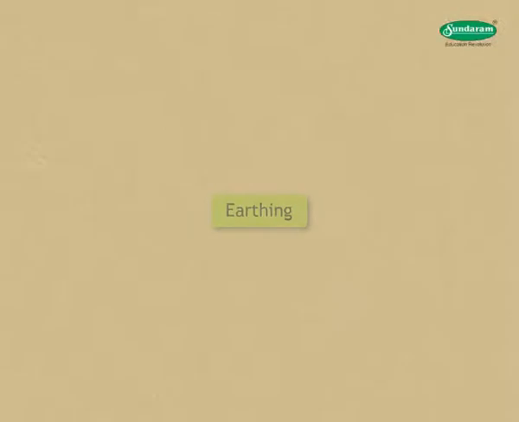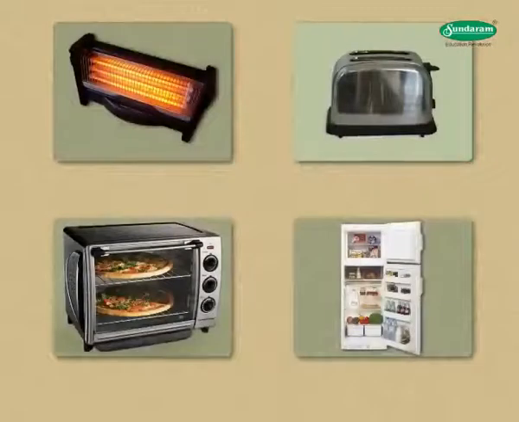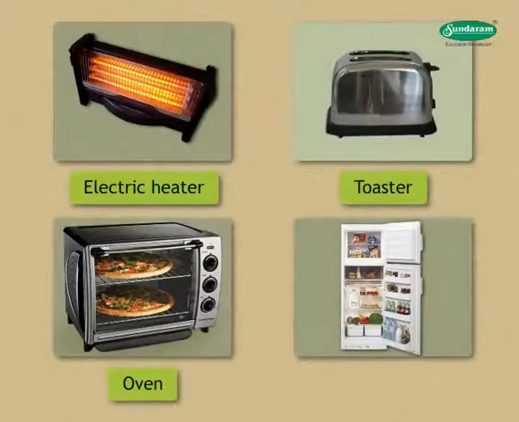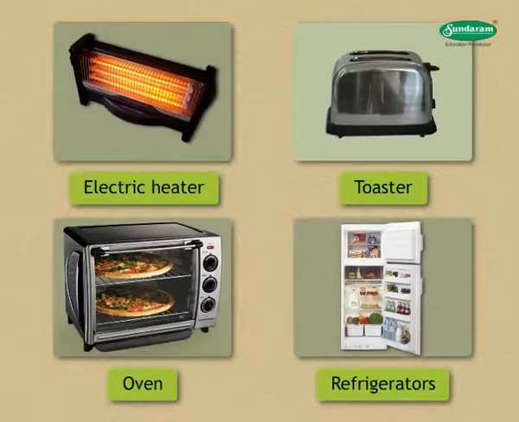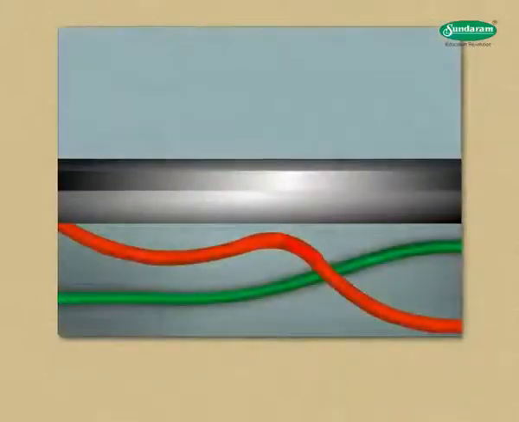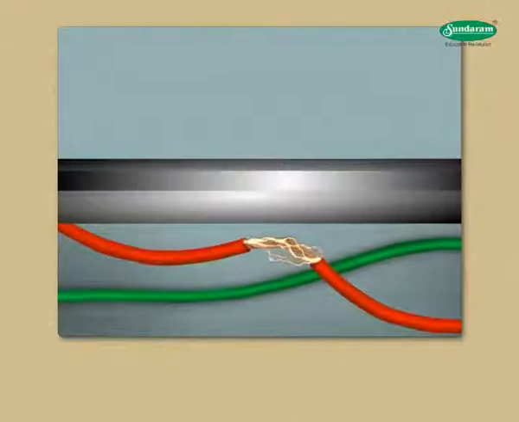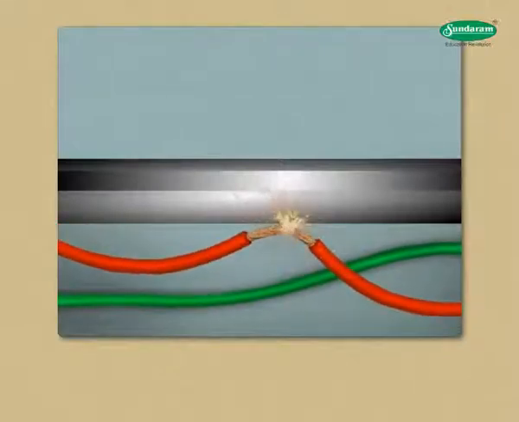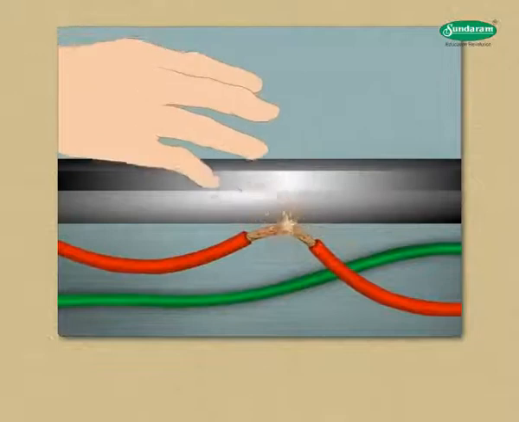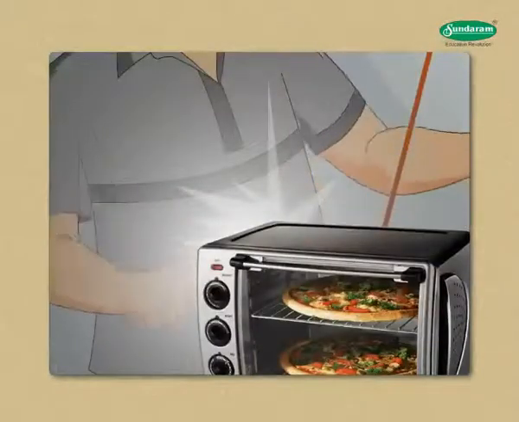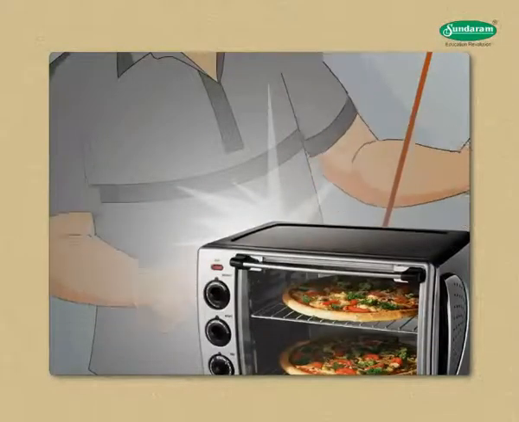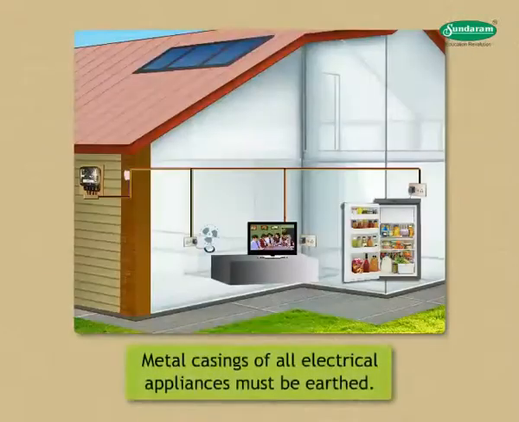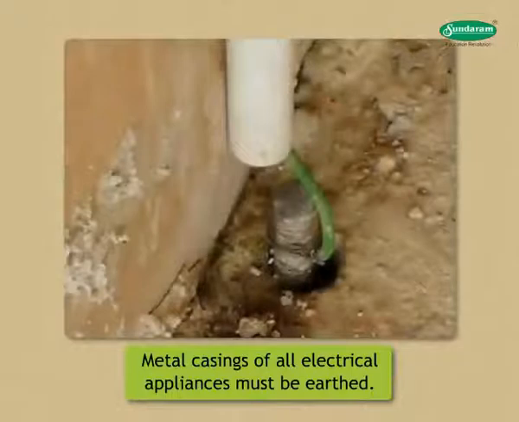Earthing. Many electrical appliances have a metallic body such as electric heater, toaster, oven, refrigerators, etc. If by chance insulation of the wire melts, the live wire may touch the metallic body of the appliance. If we touch this body with bare hands, we may receive a severe shock. To avoid such accidents, metal casings of all electrical appliances must be earthed.